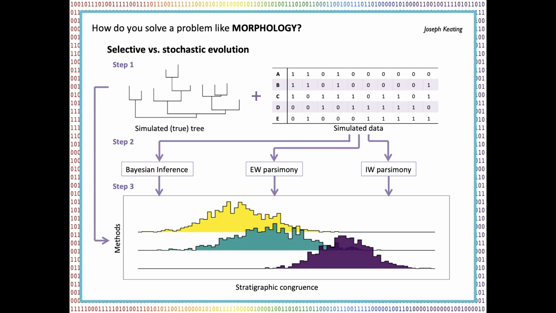As we have seen, stochastic and selective evolutionary models produce data with different properties. How does this affect the performance of different methods of morphological phylogenetic estimation? In order to find out, we simulated morphological datasets using the stochastic and selection models and estimated phylogeny using Bayesian inference, equal weighting parsimony, and implied weighting parsimony.